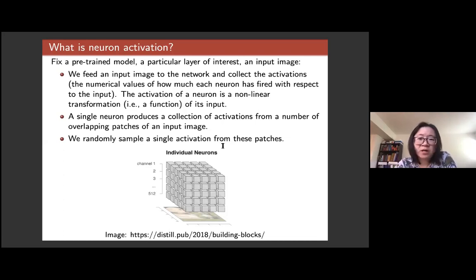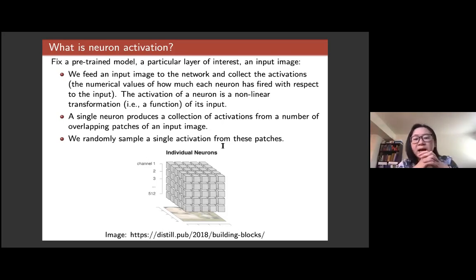The activation of a neuron is essentially a nonlinear transformation of, in other words, a function of its input. So in this case, a single neuron will produce a collection of activations from a number of overlapping patches of an input image. Whenever you have an input image, that image is broken down into multiple overlapping patches of smaller sizes. And for each of those patches, a neuron is going to give you, think about it as, a real value, which is how much it has fired with respect to this patch.